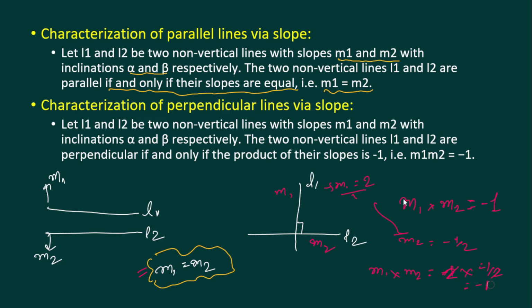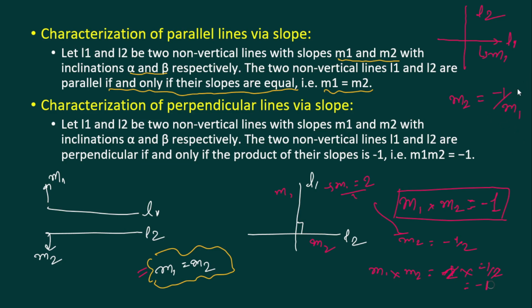By using this we can also find the slope of a line perpendicular to any line. Let's say we are given a line L1 with slope m1, and we want to find the slope of the line perpendicular to L1, let's say the L2 line. We can find it using m2 equals minus 1 over m1.